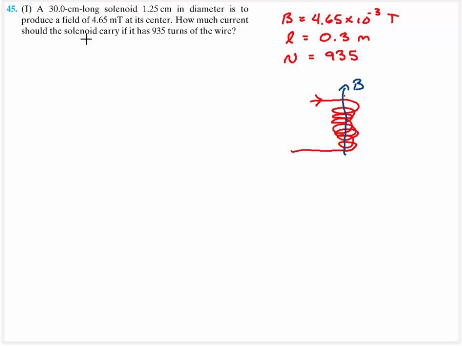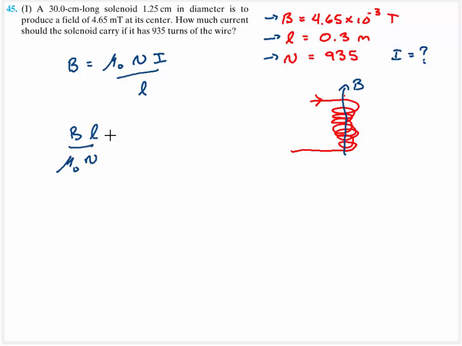Now, if we have a solenoid, we only have one equation to really play with here. We know that the magnetic field of a solenoid is going to be the permeability of free space, number of turns, the current, and then how long it is, so number of turns per unit length is what we typically say. Well, we're given a magnetic field, we're given the length, we're given the number of turns, and we're asked, okay, what current caused that? So magnetic field multiplied by length divided by mu naught and then N is going to be equal to my current, and so that's going to be equal to 4.65 times 10 to the minus 3 Tesla.